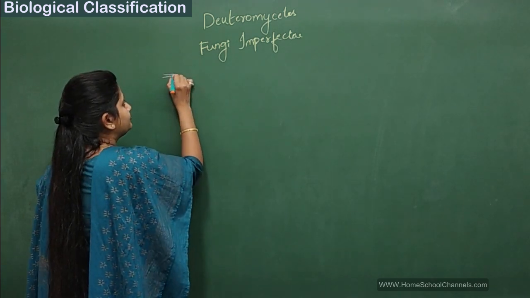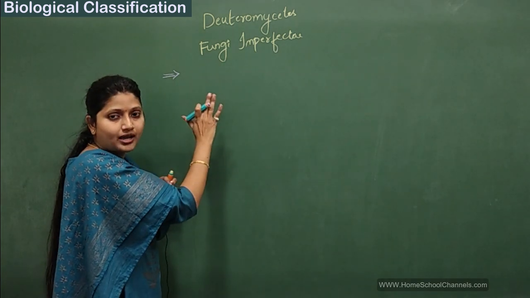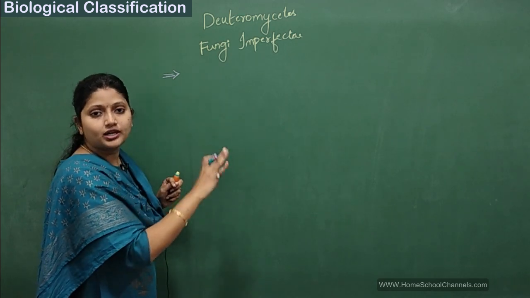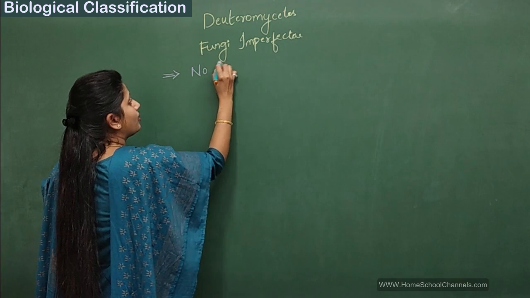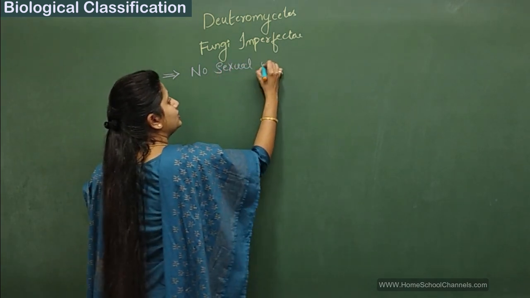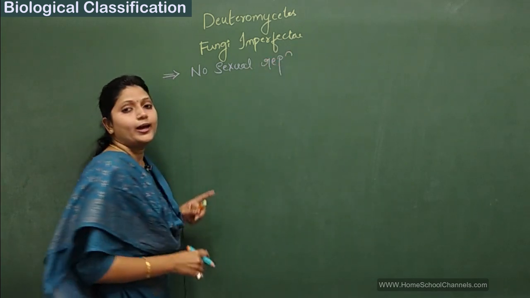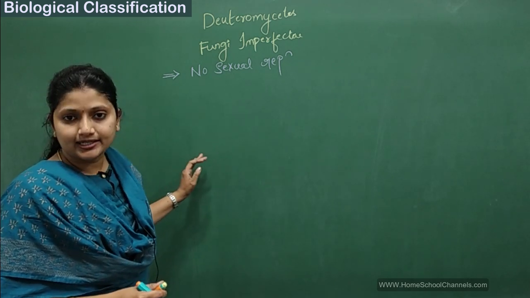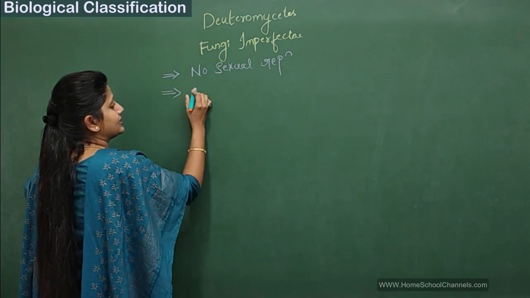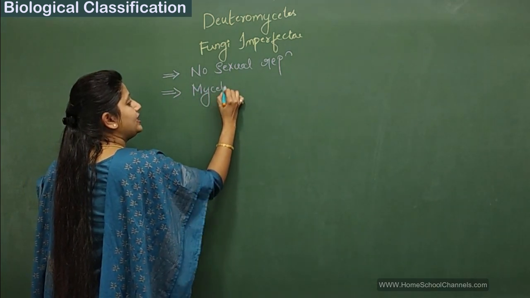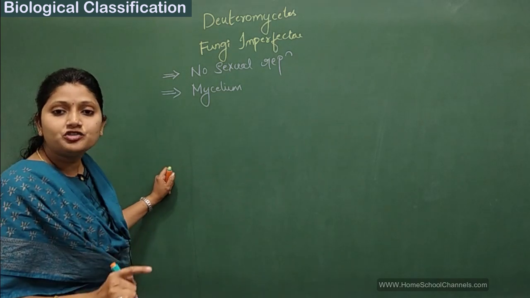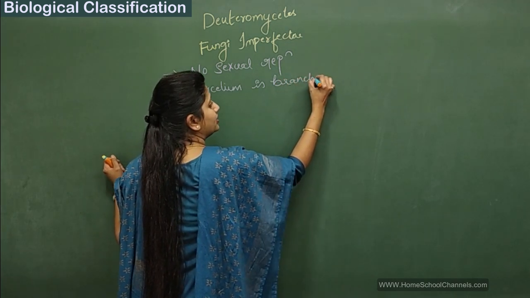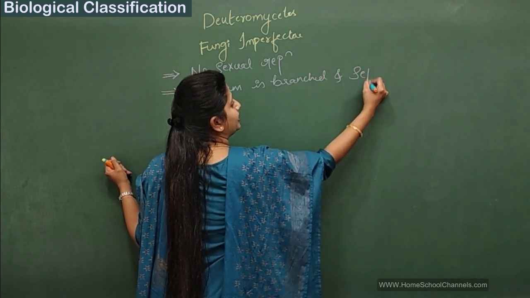Till now, in these organisms which belong to the class Deuteromycetes, the sexual reproduction is not known, or there is no sexual reproduction. Hence, they are called fungi imperfectae. Then, what are the characteristics here? So, the mycelium, firstly. Mycelium is branched and septate.